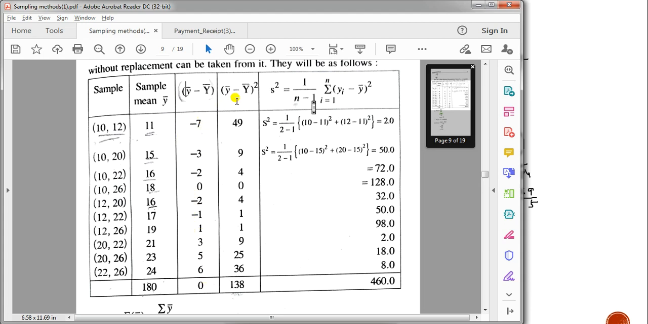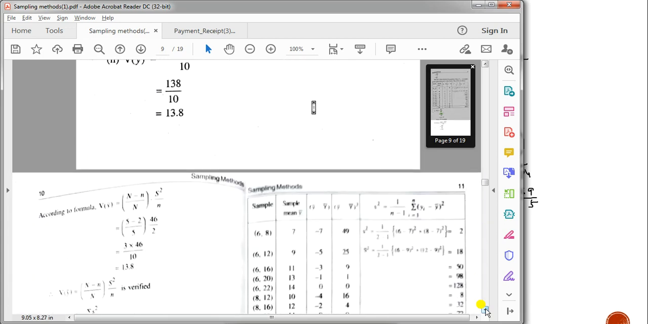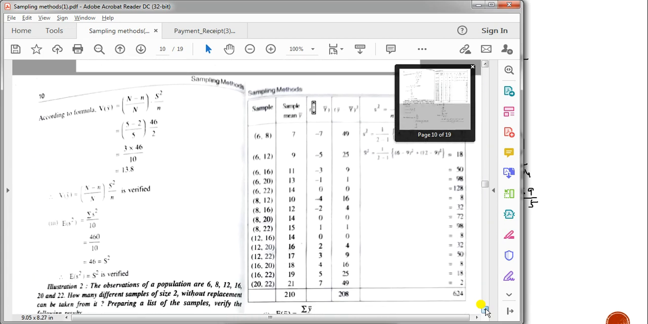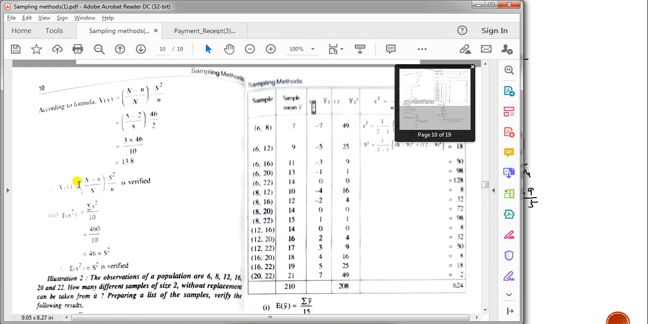Now I am taking the square of this column, so it will be 49, 9, 4, 0, 4, 1, 1, 9, 25 and 36. So this total is 138. Now let us verify the number. V of y bar is equal to N minus n upon N into S square upon n.